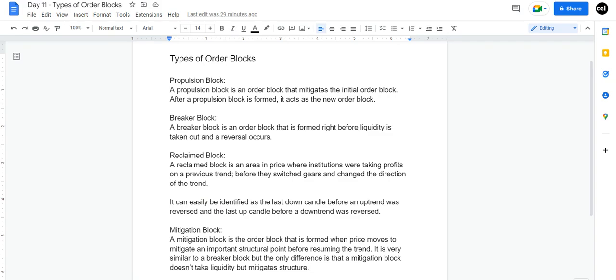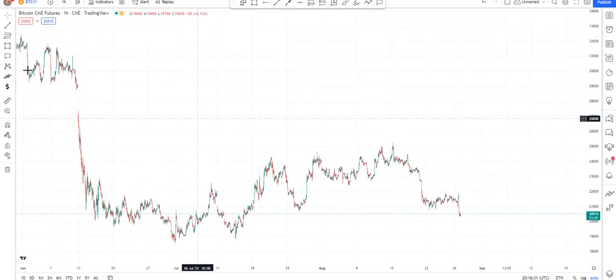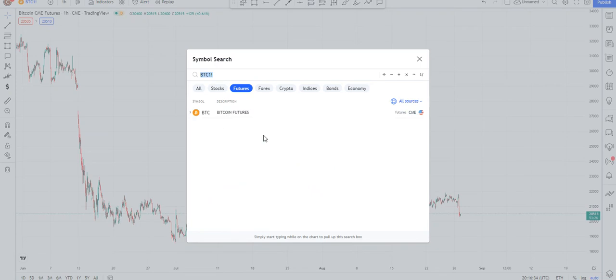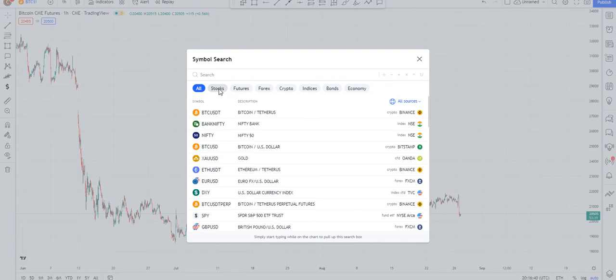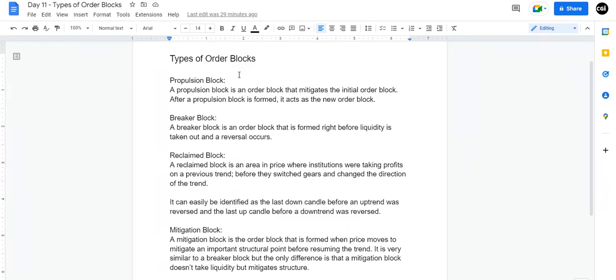916. Okay, let's just end it with the rejection block. Rejection block. Getting exhausted. So, rejection block.